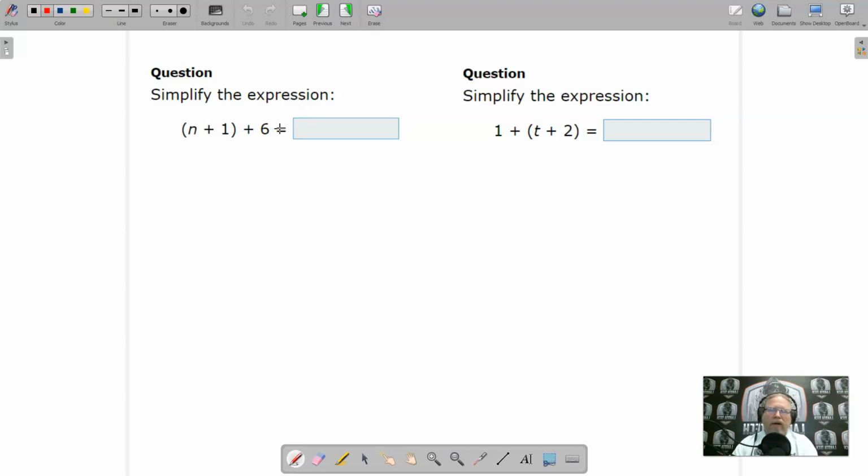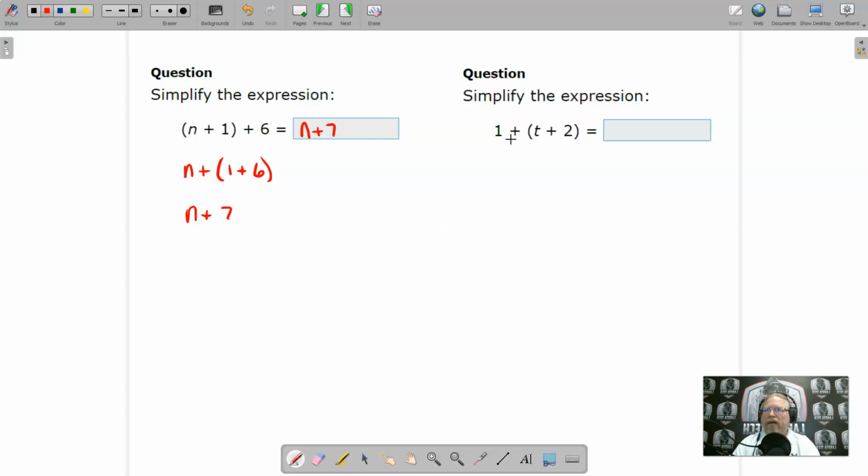So, well, we'll go ahead and do this the long way. Right now, the n is associated with the 1. Well, we need to reassociate the 1 with the 6 instead. So we'll use the associative property and rewrite this as n plus the quantity of 1 plus 6. Now we can go ahead and take the sum of 1 and 6, which is 7. And then we just end up with, well, n plus 7. We can't simplify it any further because we do not know the value of n.